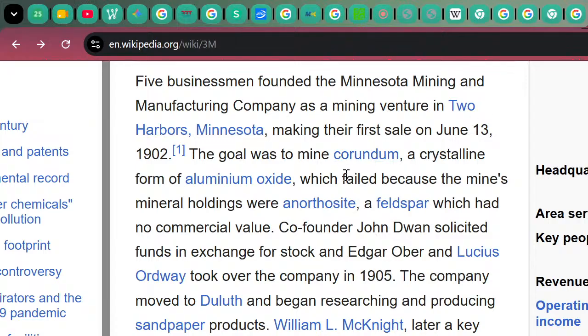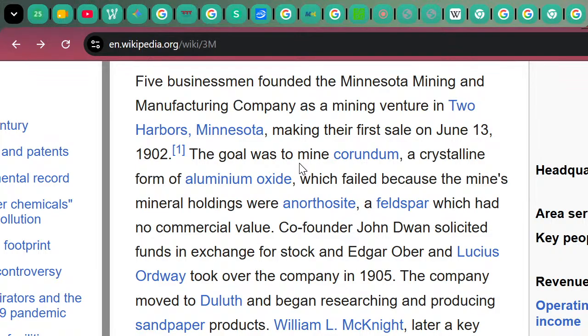It's basically the same Al2O3 in crystalline form, when it is mixed with different kinds of substances like the ones I showed you. That is called corundum. They tried to establish a mine for corundum, but it failed, because what they actually got when they tried to extract corundum was anorthosite and feldspar.